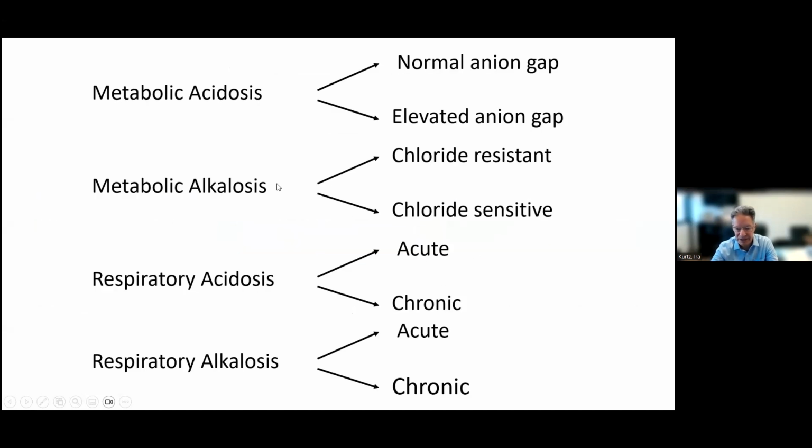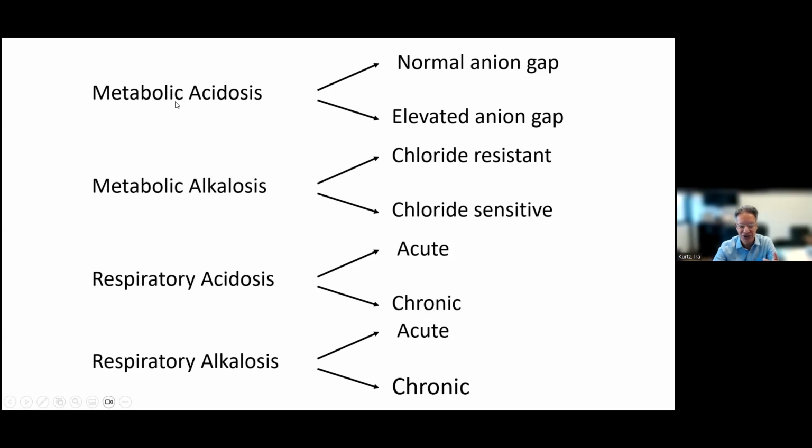So each of these are divided up into 2. We just said the respiratory acid-base disorders are divided up into acute or chronic. But we haven't talked about how metabolic acidosis and alkalosis are divided up beyond whether they're compensated or not, because there's a further subdivision. So metabolic acidosis can be either normal or elevated anion gap. Metabolic alkalosis could be chloride resistant or sensitive.